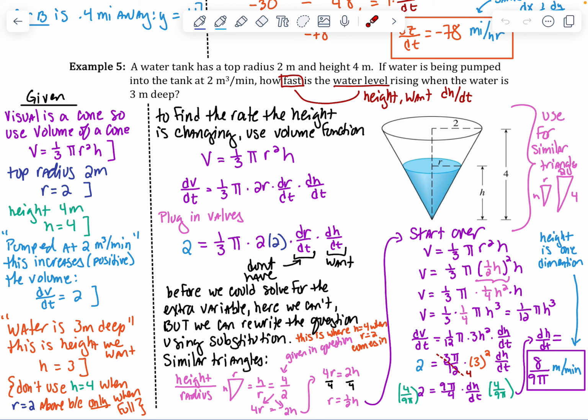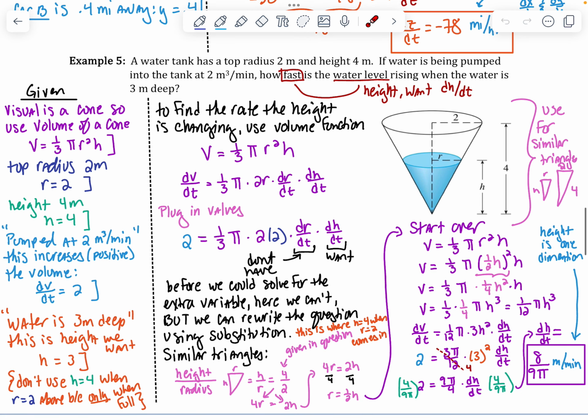Next, we have the phrase that the water is being pumped into the tank at 2 cubic meters per minute. So we need to focus on this: cubic meters per minute is letting us know it's a derivative. And if the water is represented by volume, then we have the derivative of the volume is 2, and in all of these problems we're taking the derivative with respect to time.